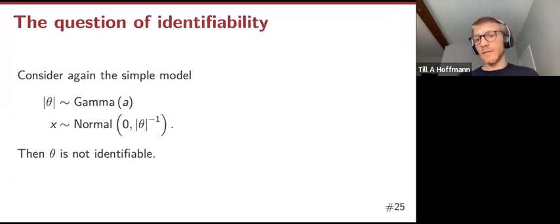So I said that we only have this nice property of the multivariate normal distribution if the model is identifiable, but that's not always the case. So this is the same example as before, but note that I've taken the absolute value for the precision parameter theta. So theta is no longer identifiable because we could have either positive or negative theta that give rise to the same data.